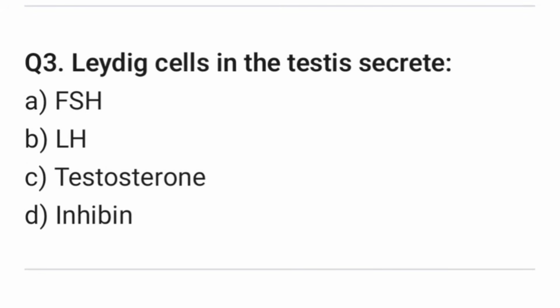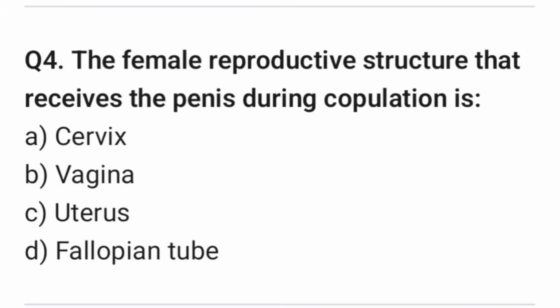Question 3. Leydig cells in the testis secrete. Right answer is option C. Testosterone. Question 4. The female reproductive structure that receives the penis during copulation is. Right answer is option B. Vagina.